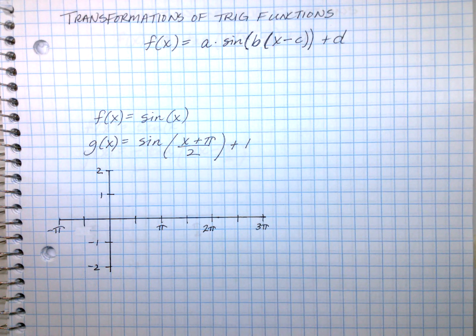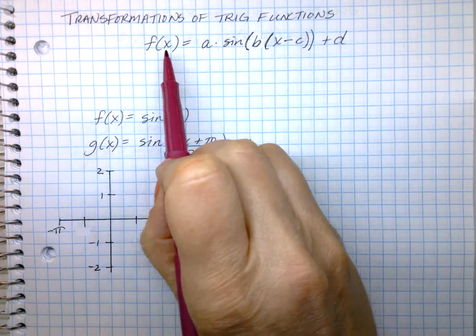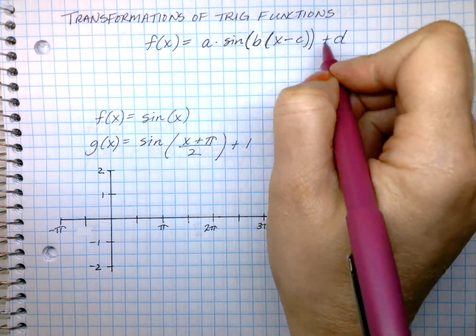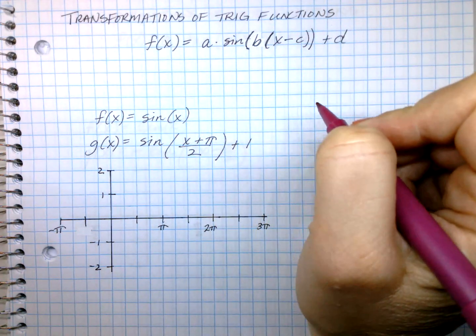Hello, Trig students. Let's do a lesson on transformations of trig functions. Specifically, how do you describe the transformations that are happening and how do you graph it? First off, we'll start here with our general form. We have four different variables that could affect the graph.